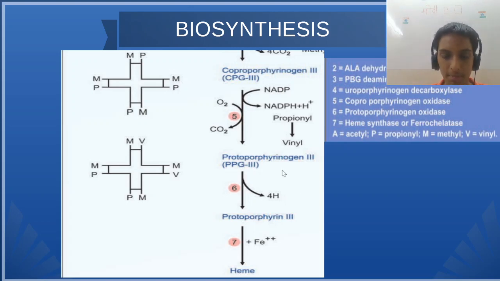PPG3. Then PPG3 on oxidase, release of 4H plus, will get protoporphyrin 9. Then on heme synthase, iron is required, will get heme. Heme combines with globin from the amino acid pool. What is the amino acid I told you? Histidine. Will get hemoglobin.